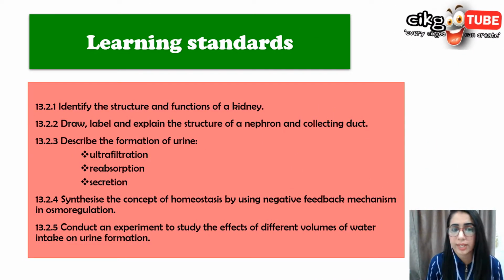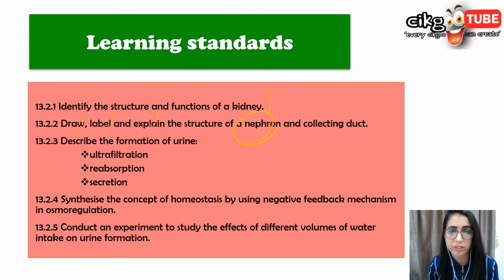As usual, let's look at the learning standard before we move on. The first one is you must be able to identify the structure of a kidney and also the functions of a kidney. Then you must be able to draw, label, and explain the structures of a nephron and a collecting duct. Then explain or describe the formation of urine. For urine formation, we have ultrafiltration, reabsorption, and secretion, which you have to be able to describe. And then synthesize the concept of homeostasis using the negative feedback mechanism in osmoregulation.